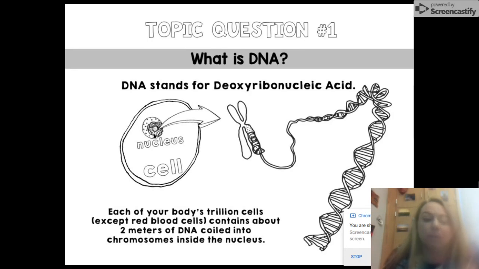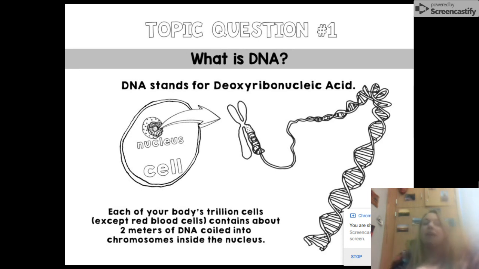So here we've just got a little picture of the nucleus, which is where the DNA is found. And the nucleus has all the DNA neatly wrapped up into these little structures. A nucleus is obviously an organelle inside a cell. So each of your body's trillion cells, with the exception of red blood cells, contains about 2 meters of DNA. That's in every single cell. And that DNA is coiled into a chromosome inside the nucleus. So, 2 meters of DNA, that's a ton of DNA.